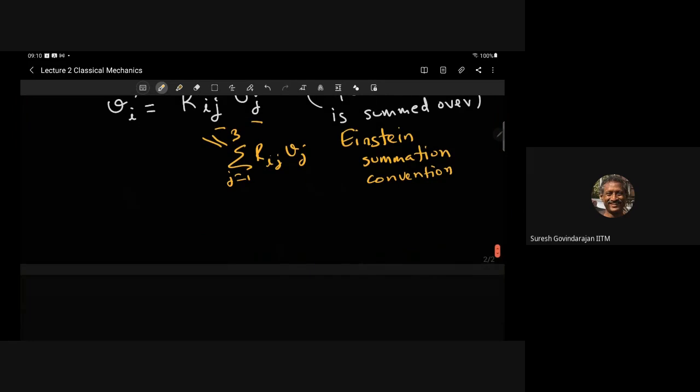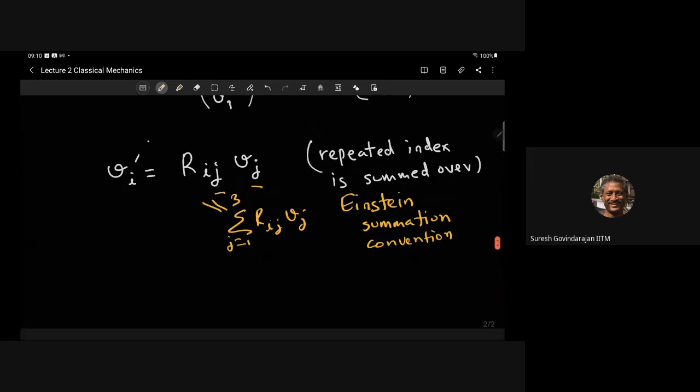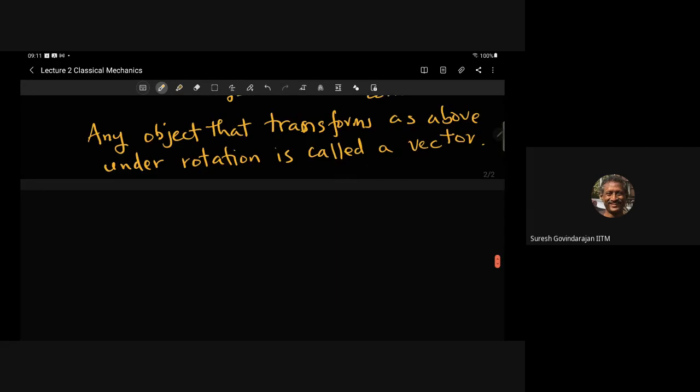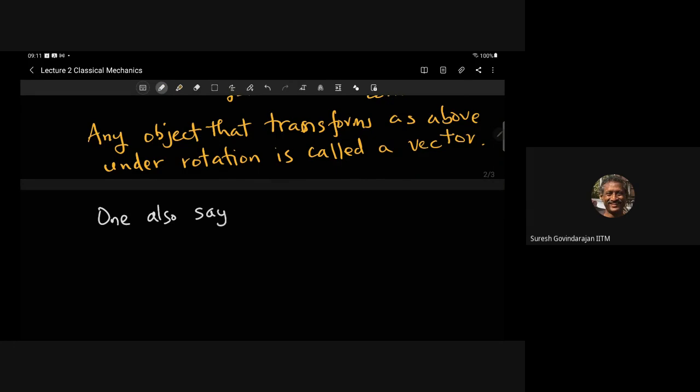So the definition is, any object that transforms as above under rotations is called a vector. So if you want to qualify things, one also says vector under rotations. But usually the under rotations part is eaten up. You just say it's a vector because of context.